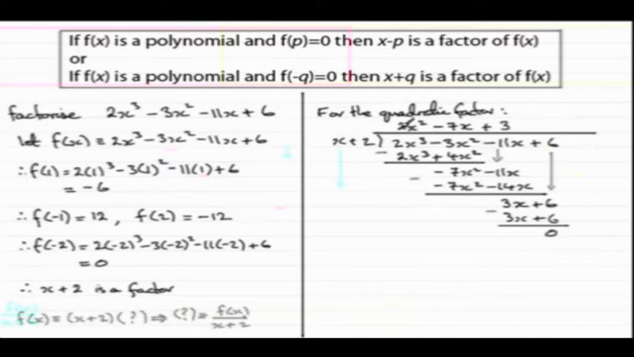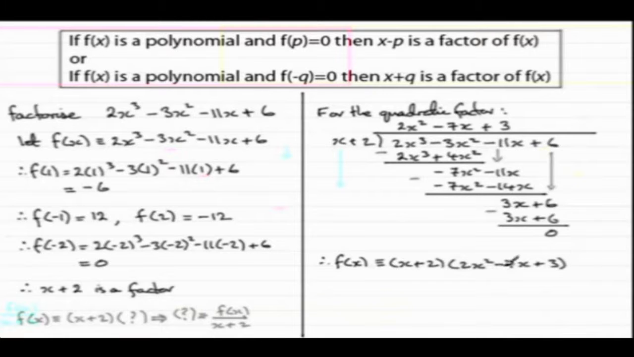So here's our quadratic factor now, 2x squared minus 7x plus 3. So at this point then we can say that therefore f of x is identical to our linear factor x plus 2 multiplied by now our quadratic factor, which is the 2x squared minus 7x plus 3.